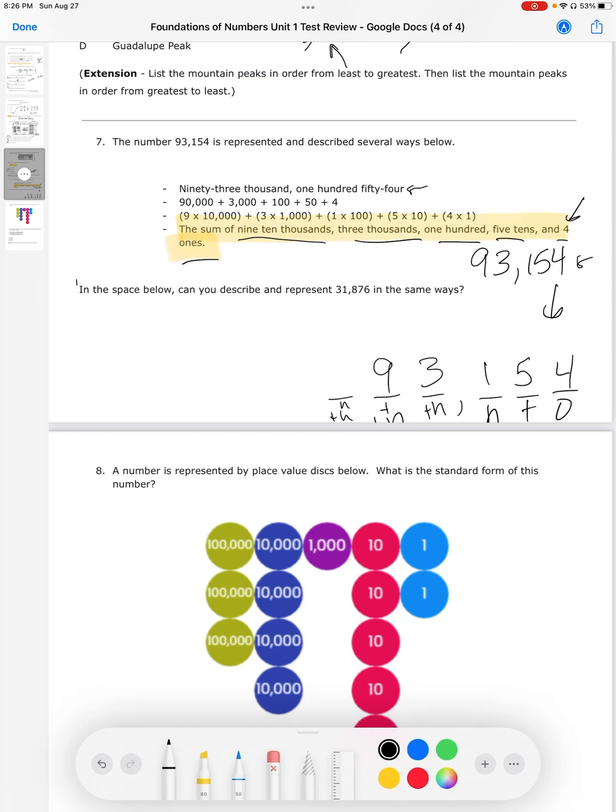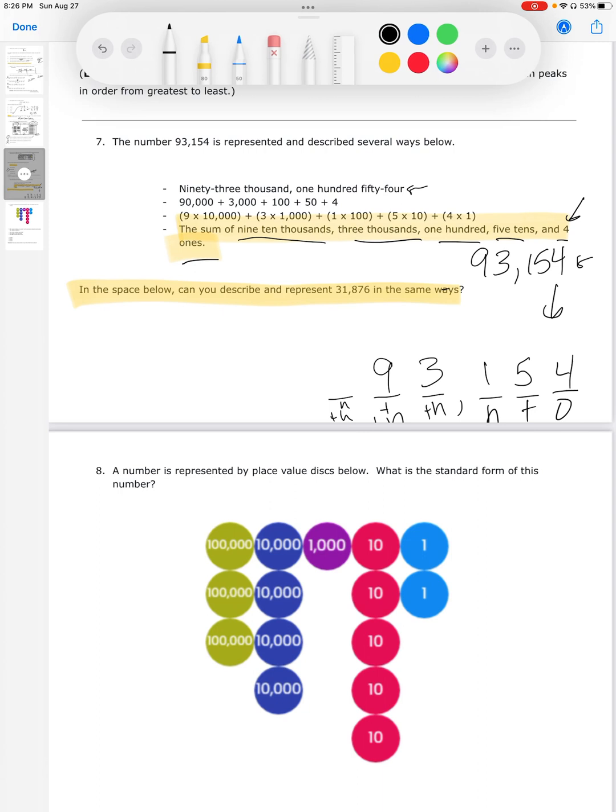On this part right here, oh no, that's the wrong thing. That's okay, we can fix it. I gave a number and asked them to describe and represent it in the same ways: word form, expanded notation, and then describing it with words.